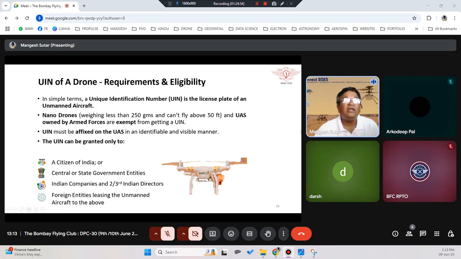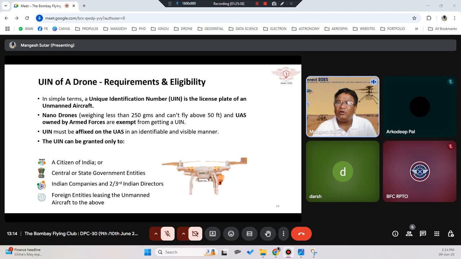Who can get a UIN number? A UIN can be granted only to a citizen of India. Foreign officials or foreign people will not get a UIN number. Central and state government entities and Indian companies can, and the company should have a minimum of 2/3 Indian directors. Sometimes a company is a joint collaboration with a company outside, or some company has established its office in India. But if it is a foreign company with services and operations in India going for UIN registration, they should have at least 2/3 Indian directors. Then only they are allowed to get their drones registered.